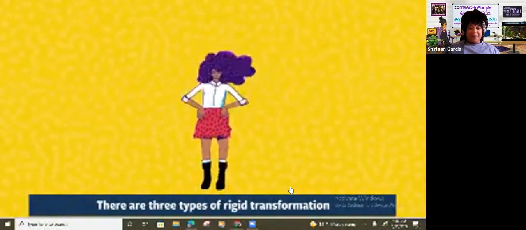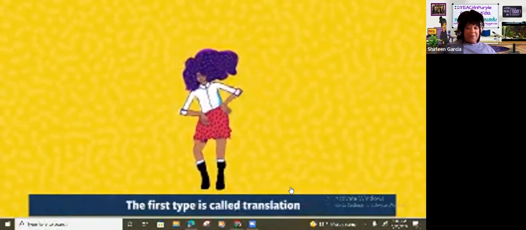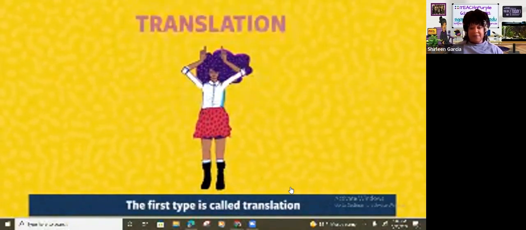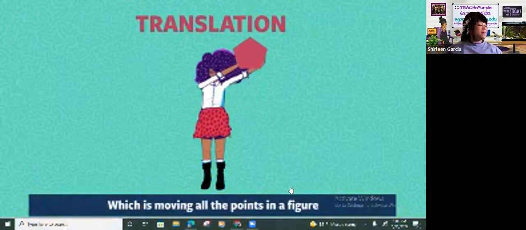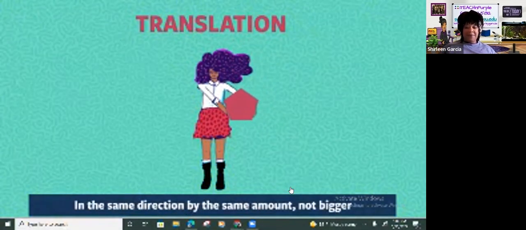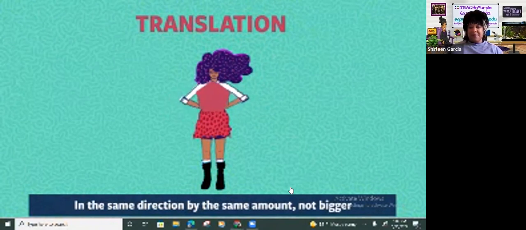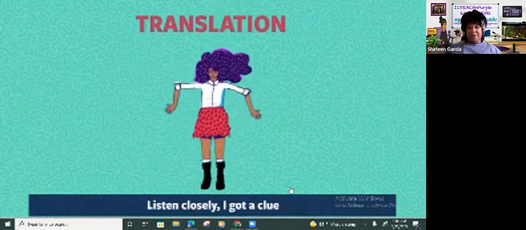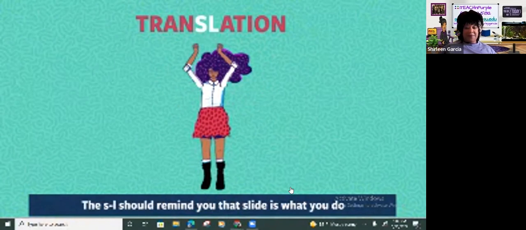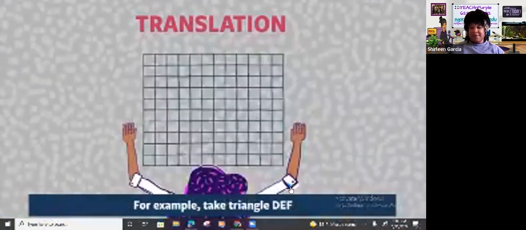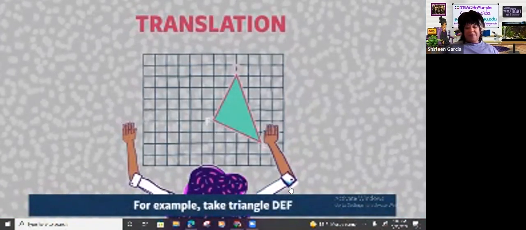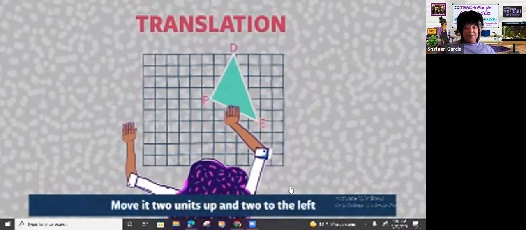There are three types of rigid transformation. The first type is called translation, which is moving all the points in the figure in the same direction by the same amount, not bigger. Listen closely, I got a clue. The SL should remind you that slide is what you do. For example, take triangle DEF, move it 2 units up and 2 to the left.